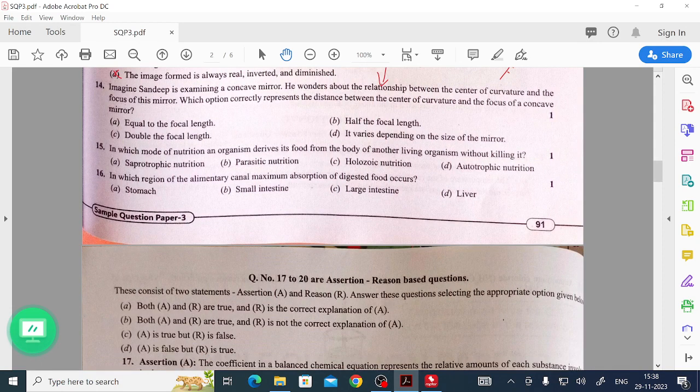Imagine Sandeep is examining a concave mirror. He wonders about the relationship between the center of curvature and the focus of the mirror. Which option correctly represents the distance between the center of curvature and focus? Question is here, not in my face. Say the answer. A or B or C or D?